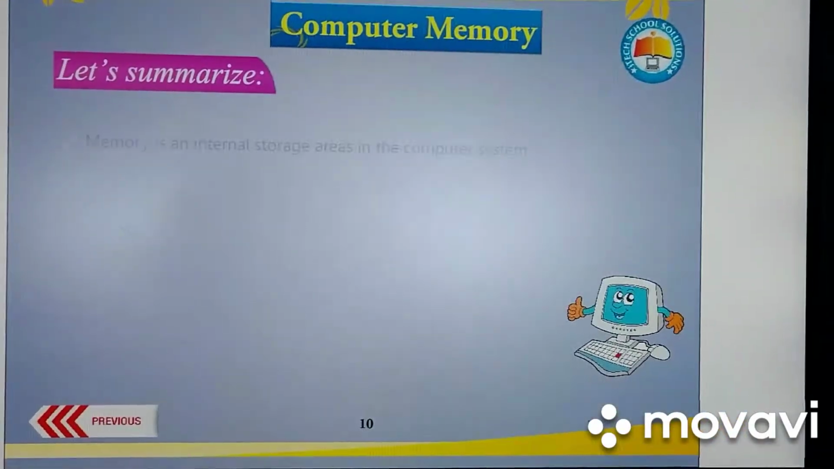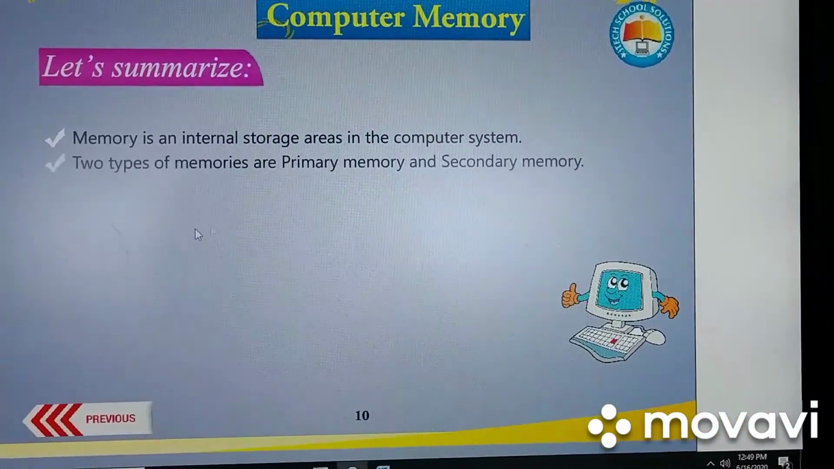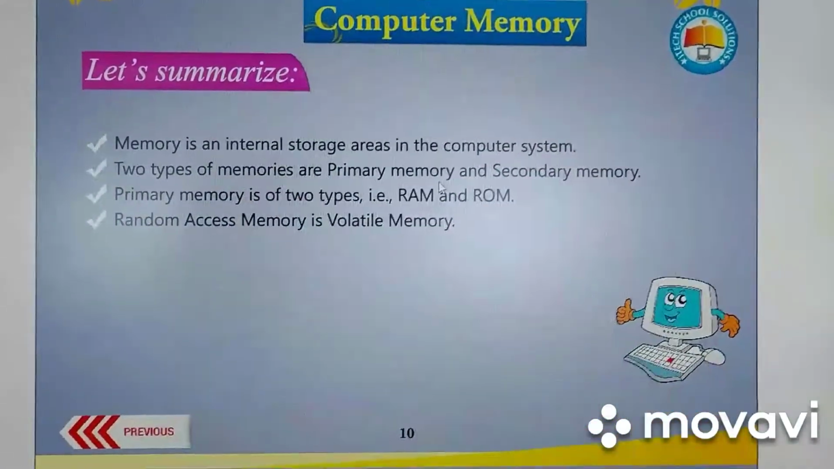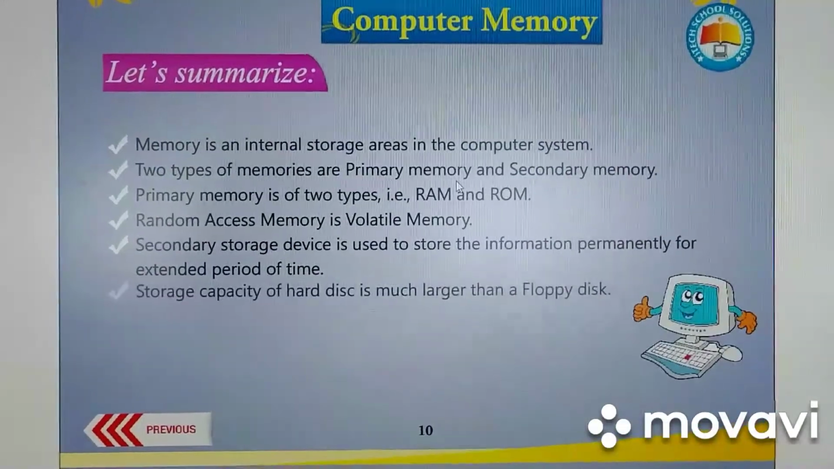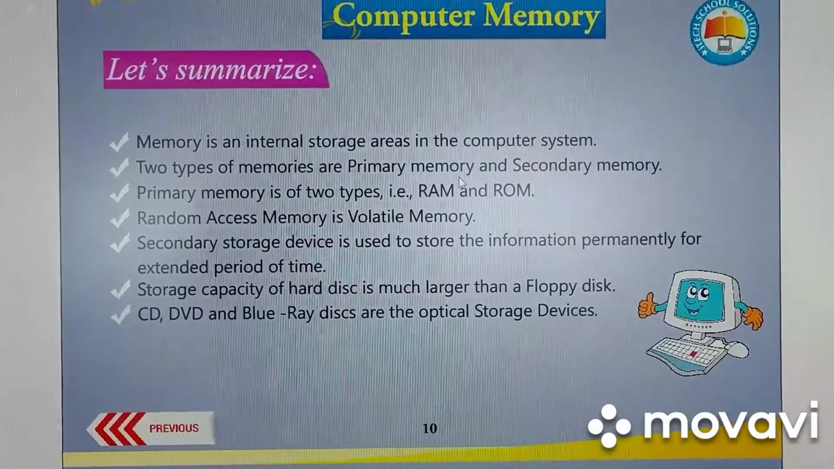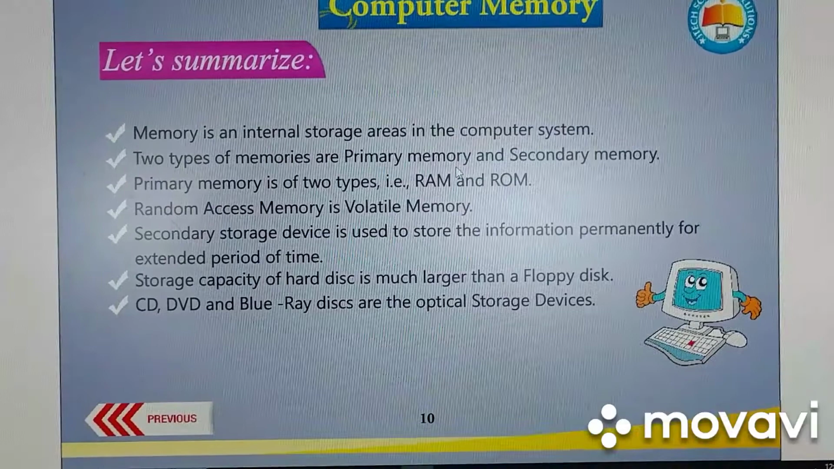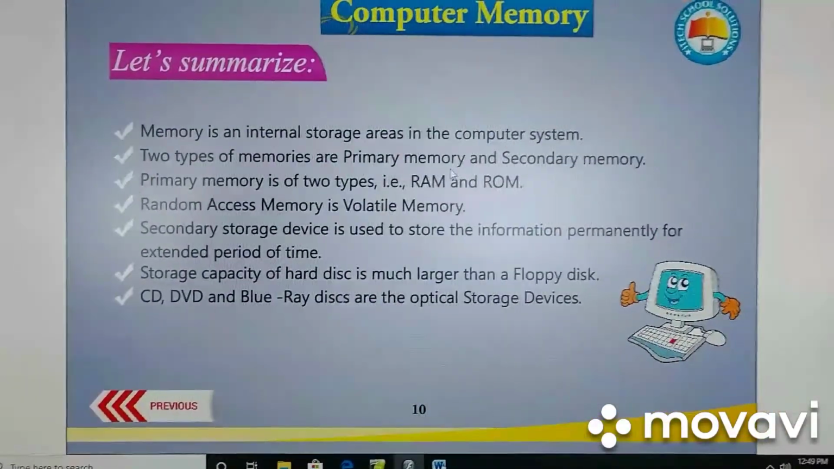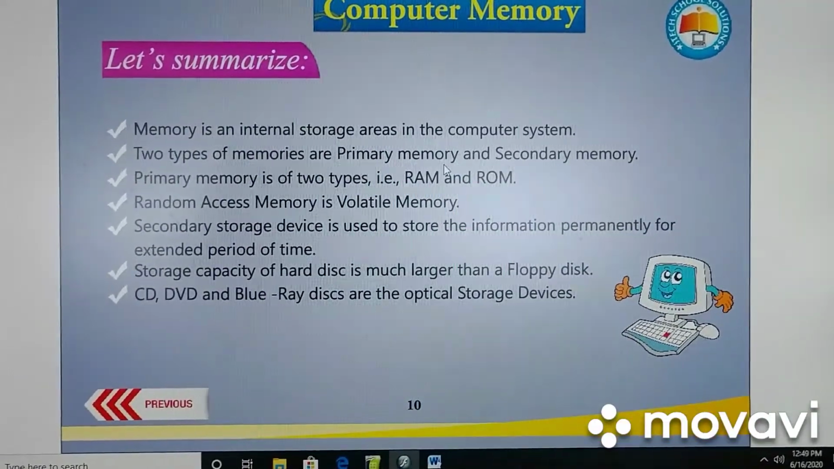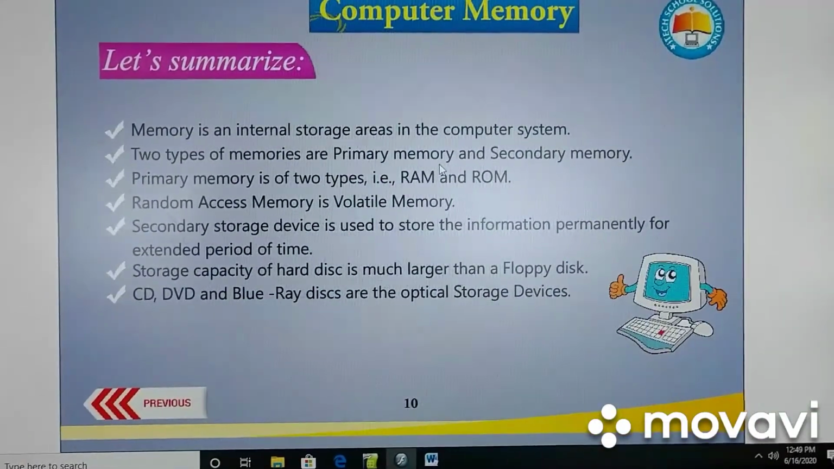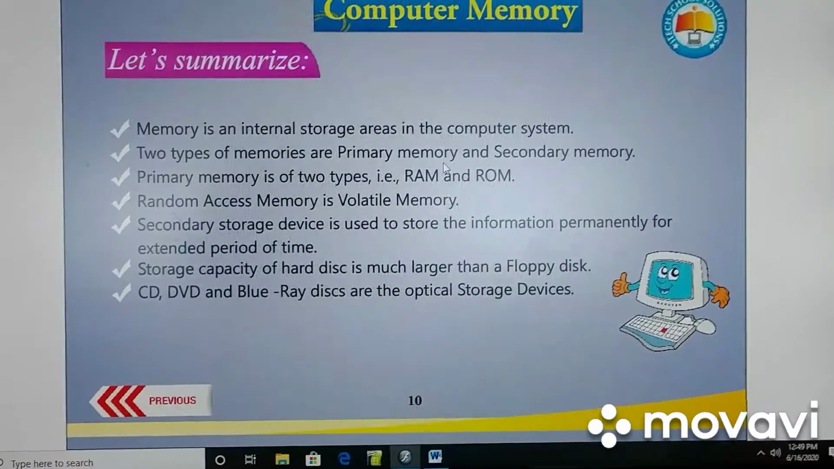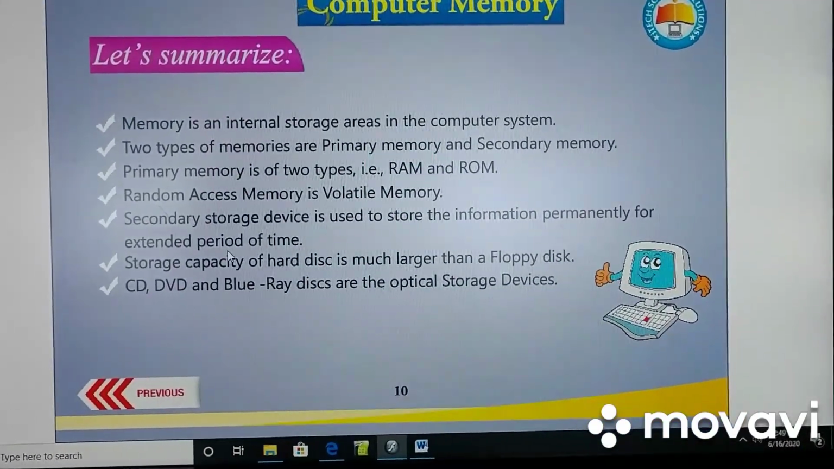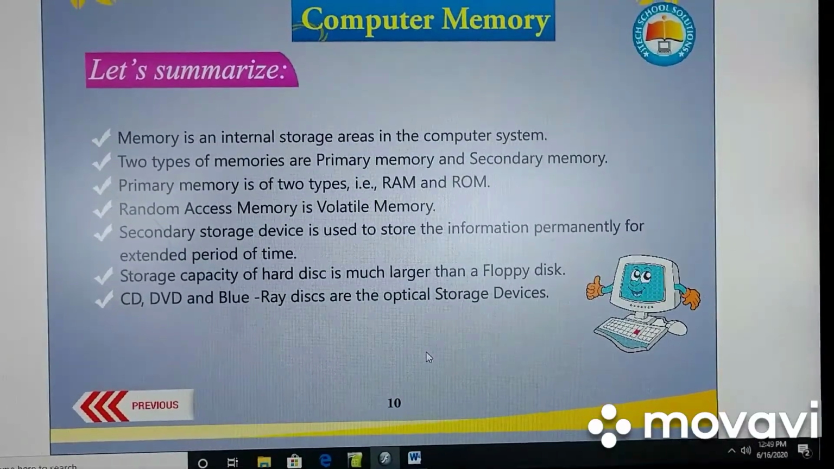Let's summarize. Memory is an internal storage area in the computer system. There are two types of memory, primary and secondary. Primary has RAM and ROM. Secondary is usually a permanent memory storage device until and unless we delete it. Storage capacity of a hard disk is much larger than a floppy disk. The hard disk stores much more. Then CD, DVD, and Blu-ray disc are optical storage devices.